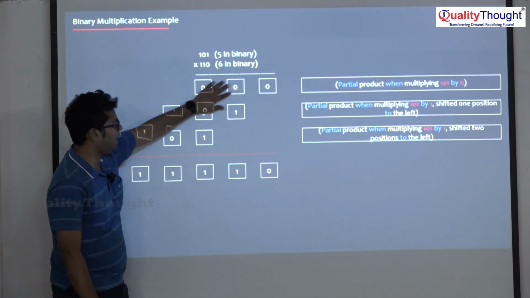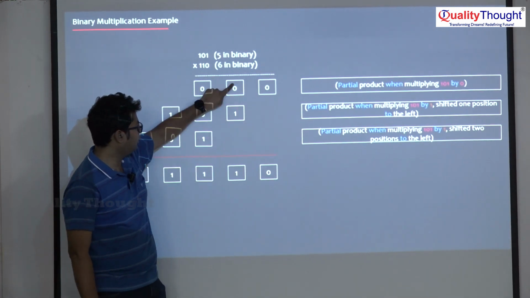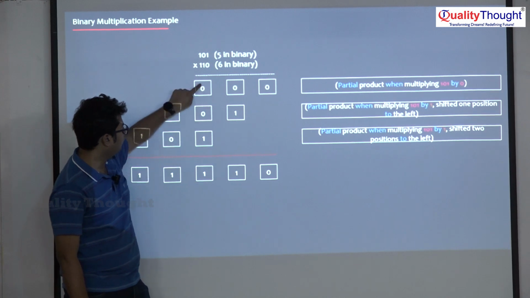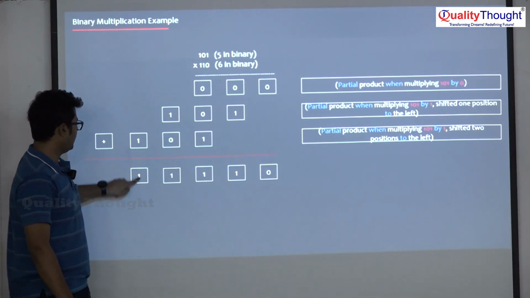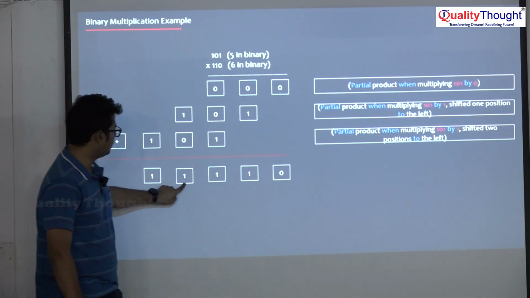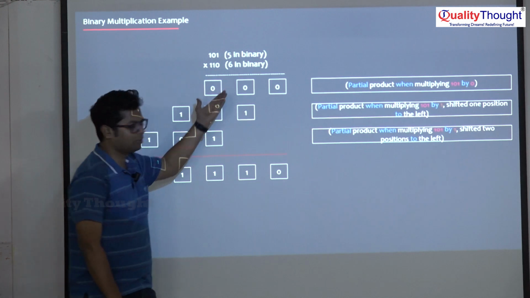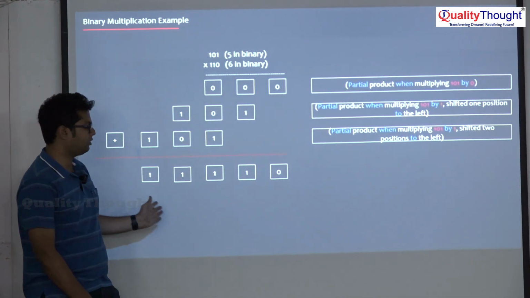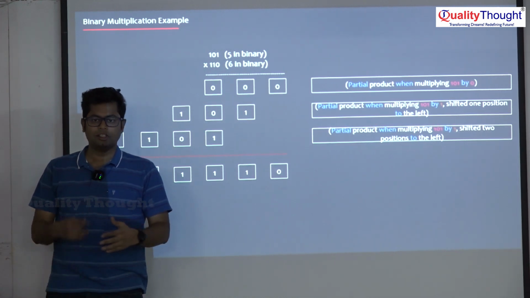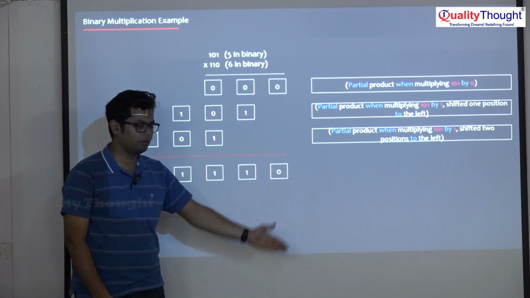Now you just need to add all these things. 0 will come as it is because it didn't have anything. 0 plus 1, 0 plus 0 plus 1, 1. 1 plus 0, 1. As it is comes like this. It's 1, 1, 1, 1, 0. 5 into 6 is 30. So the representation of decimal 30 in binary is 1, 1, 1, 1, 0.